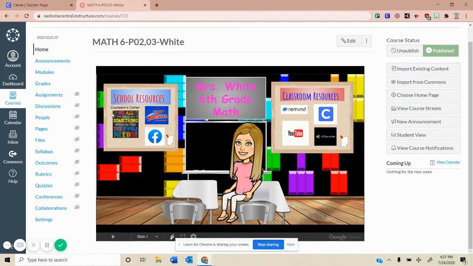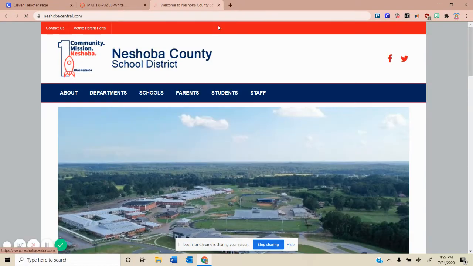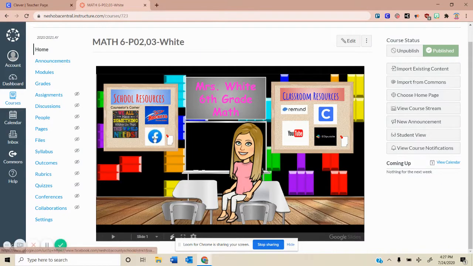All right. So over on the left-hand side here, we have our school resources. So we have our counselor corner. So if you need to talk to the counselor, you can click on that and it will take you straight to her. You can click here and I'll show you. It's going to take us to our Neshoba Central website. So you can get information from there. This right here will take us to our Neshoba Central Facebook page.